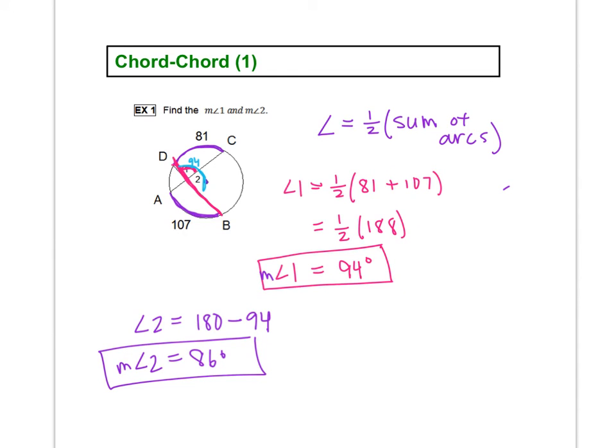So what you want to make sure you remember on these is, if the vertex of your angle is on the inside of the circle, we are going to find the sum. That's when you add in the problem.